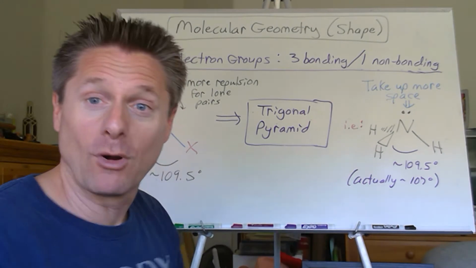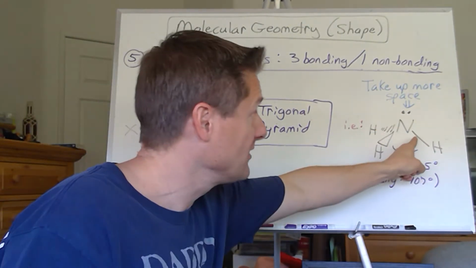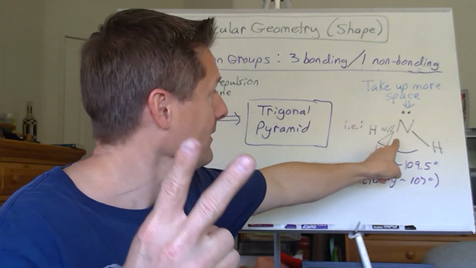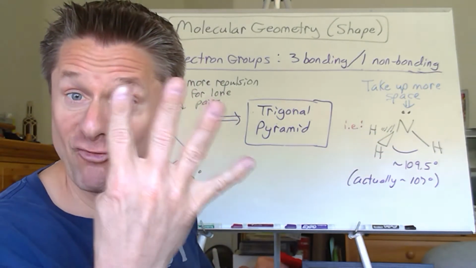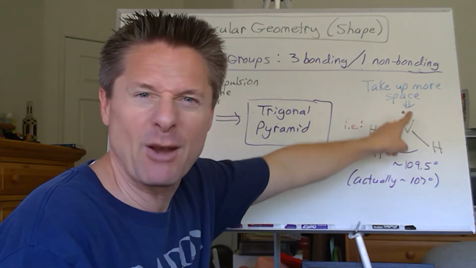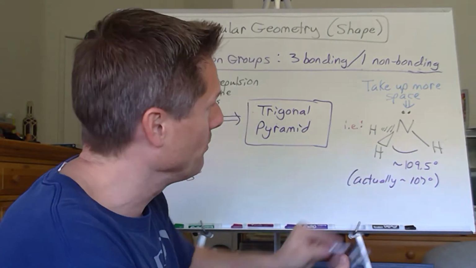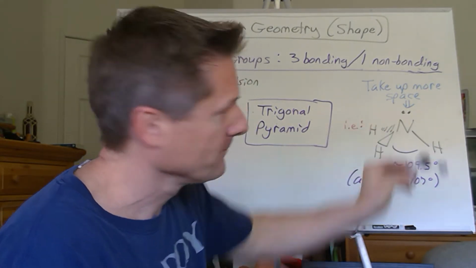Ammonia has 4 electron groups, but one's a lone pair and 3 are single bonds to the hydrogens. So single bond, single bond, single bond, lone pair. That's 4 electron groups, tetrahedral arrangement. It doesn't really matter, but you can see it best when you put the lone pair on the top. Then you can see the trigonal pyramid arrangement here, right?